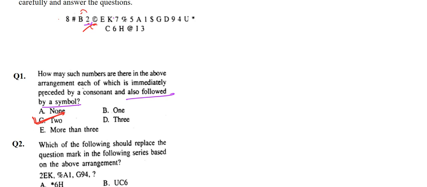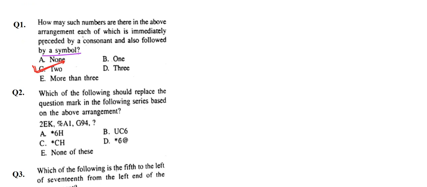Now let's move on to the next question, that is question number 2. Question 2 says: which of the following should replace the question mark in the following series based on the above arrangement? Here we have a series which is 2EK, then we have %A1, then we have G94, and we have 4 options. Which of these 4 options maintains the same series, the same sequence, according to these 3?